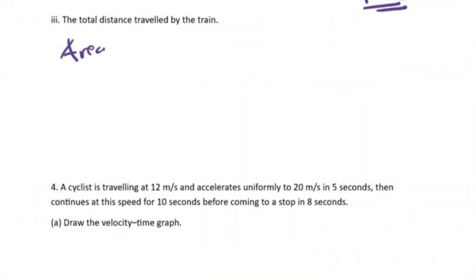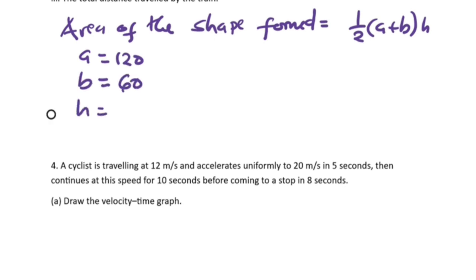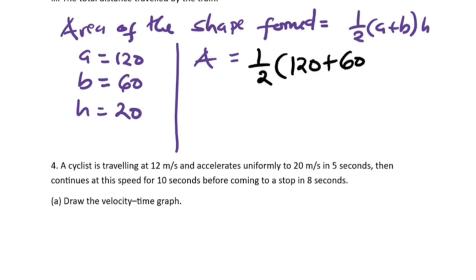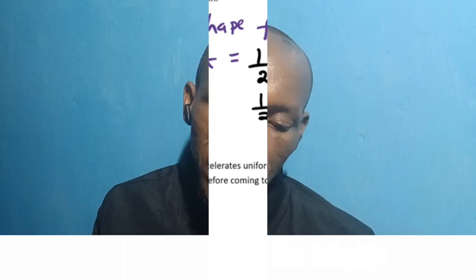The total distance traveled by the train is equivalent to the area of the shape formed, and that is going to be a half into a plus b by height, because it is a trapezium. In this case, our a is 120, b is 60, and height is 20. So that is going to be a half into 120 plus 60 by 20. That is same as a half by 180 by 20, and that gives you 1,800 meters.